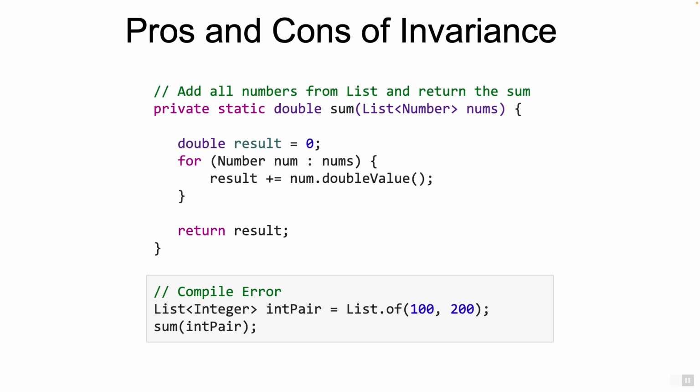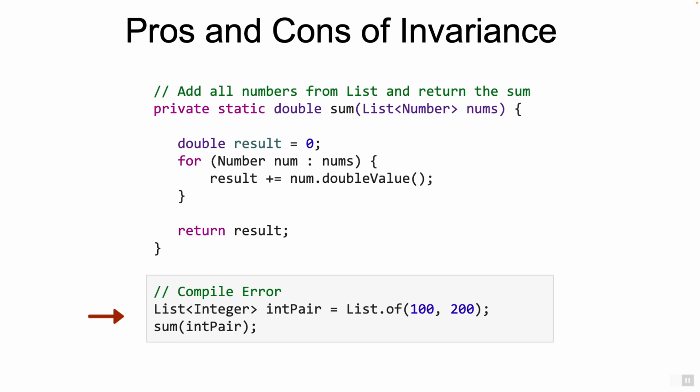Going back to the example on the screen, this method sum can only be passed a variable of type List<Number> type. What happens if a List<Integer> is passed to it? It will fail with a compiler error. That's expected because List<Integer> is not a subtype of List<Number>.